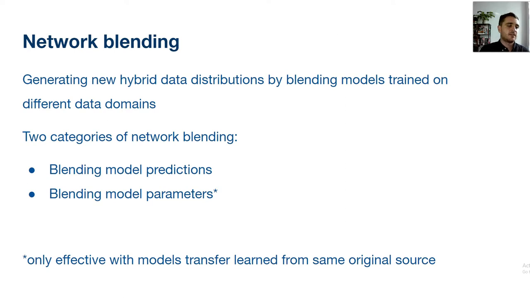So the next technique we're going to be talking about is network blending. Here we're generating hybrid data distributions by blending models together, trained on different data domains. And here we've categorized this into two different kinds. We've got blending the predictions of the models, so the outputs of the models, or blending the parameters of the models.